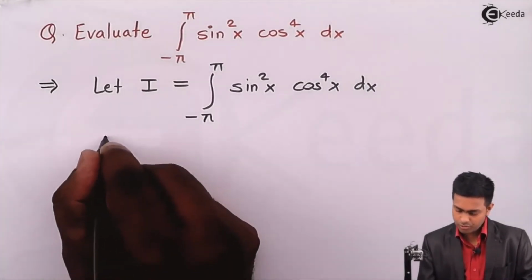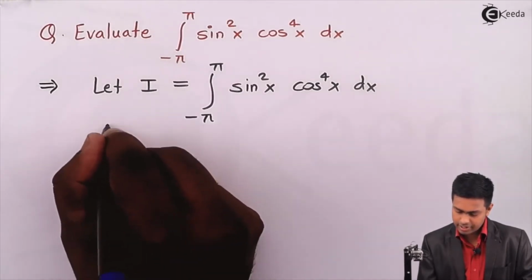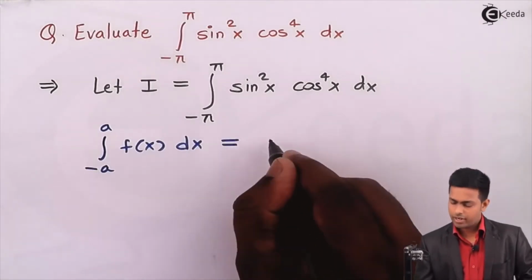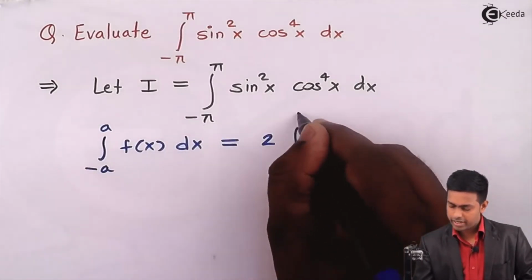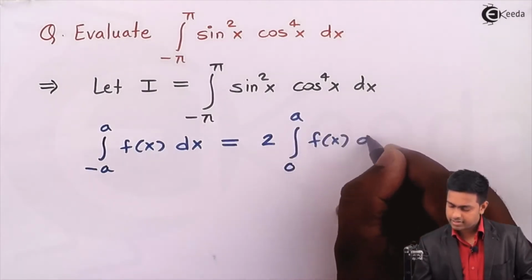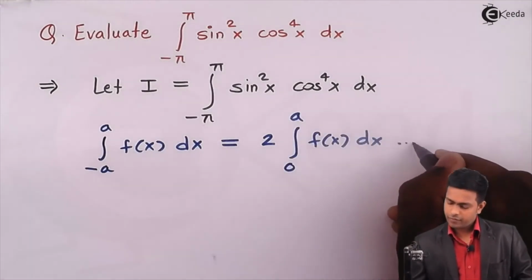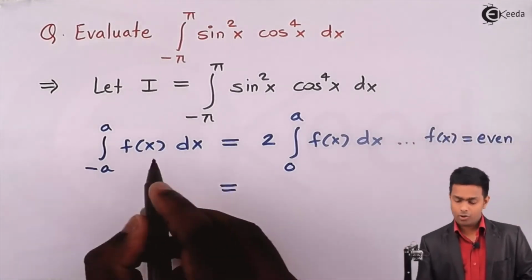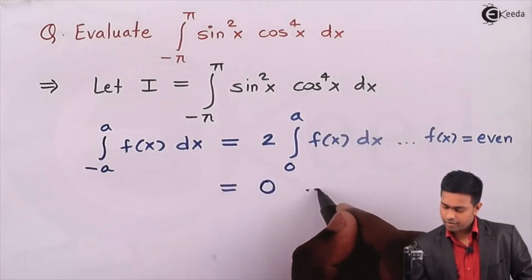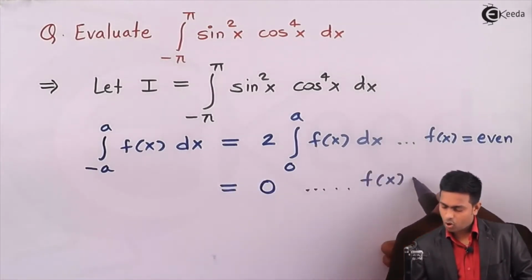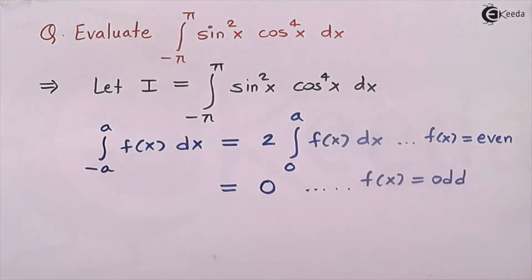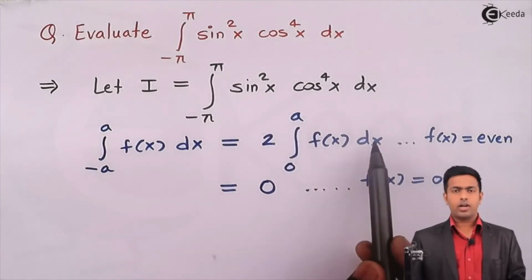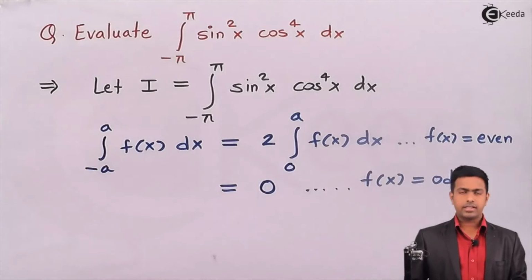Now what is the property of even and odd functions? Let me show you: if the integration is from minus a to a of f of x dx, then its value can be given as 2 times the integration from 0 to a of f of x dx if that function f of x is even, or the value of this integration is 0 if that function f of x is odd. Now guys, here we just have to check this function f of x. If it is even, then we can write down the first result for this integral.